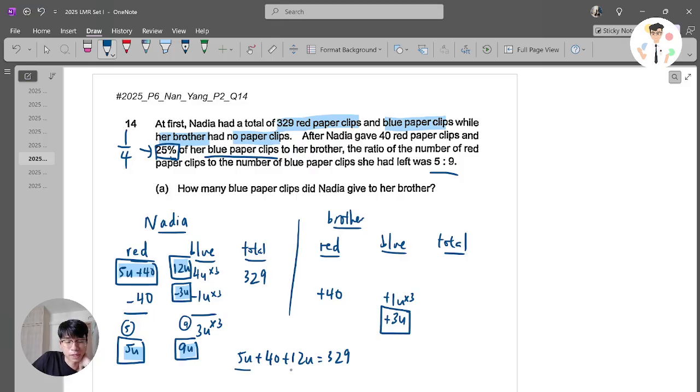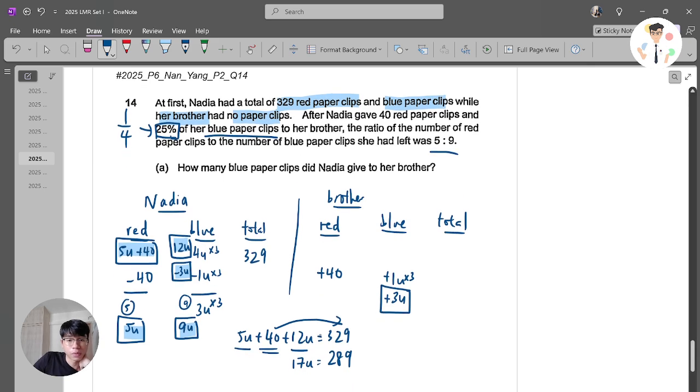So 12 plus 5, so it's 17 units. Plus 40, if I move there, becomes minus. So 329 minus 40 gives me 289. And 1 unit will be equal to 289 divided by 17, which is 17. Yes. Okay. And now the question asks what?